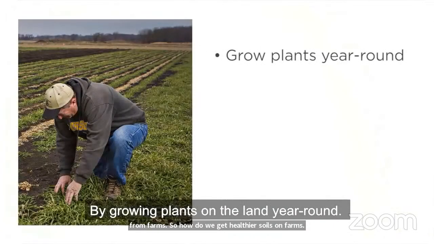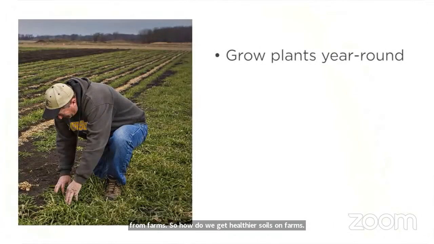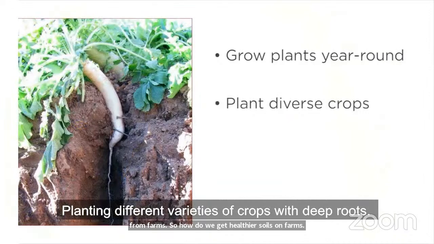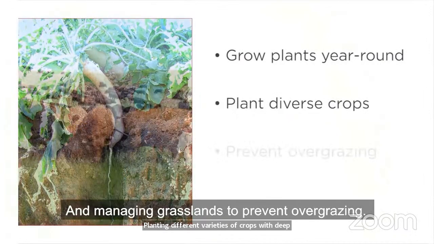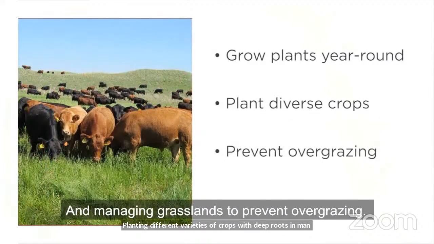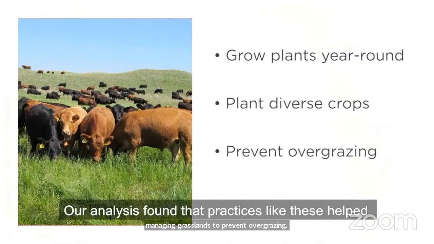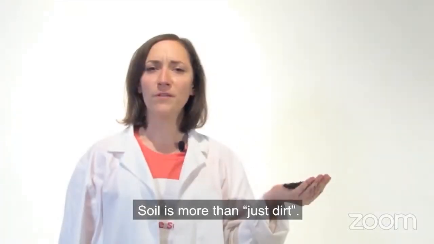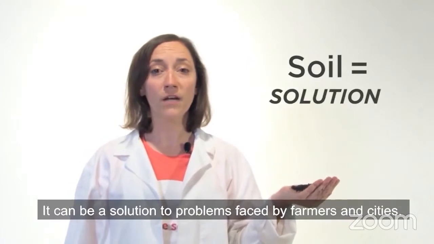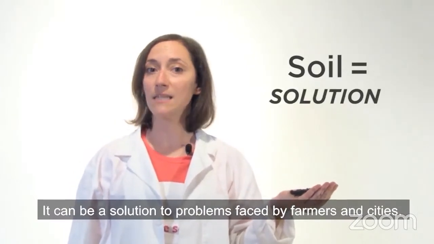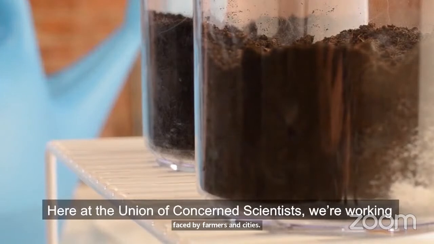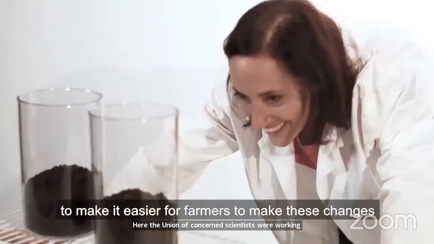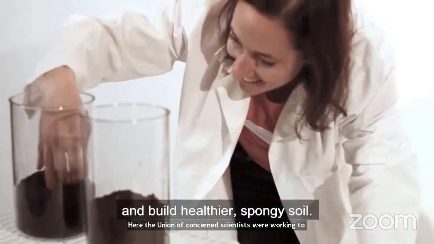By growing plants on the land year-round. Planting different varieties of crops with deep roots. And managing grasslands to prevent overgrazing. Our analysis found that practices like these help the soil absorb more water 70% of the time. Soil is more than just dirt. It can be a solution to problems faced by farmers and cities. Here at the Union of Concerned Scientists, we're working to make it easier for farmers to make these changes and build healthier, spongy soil.